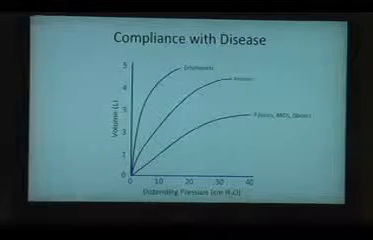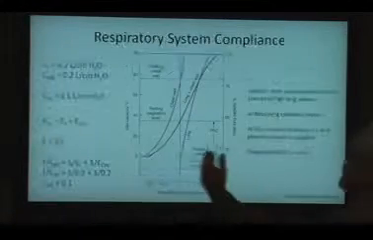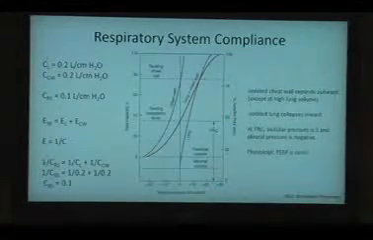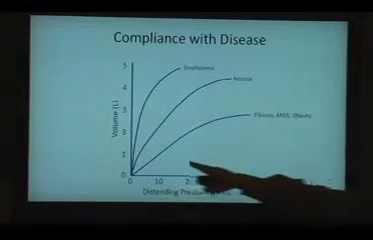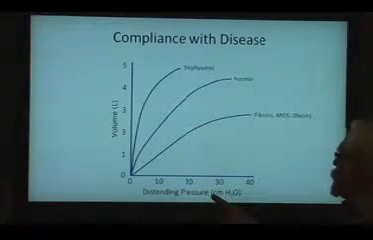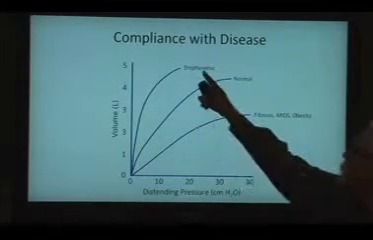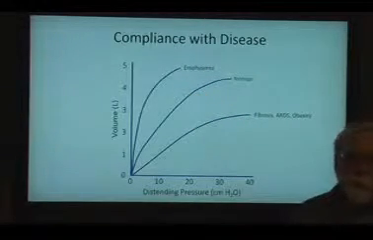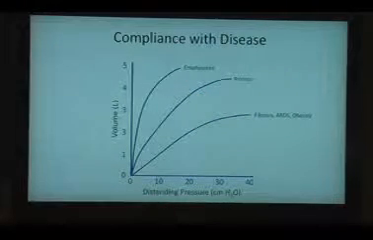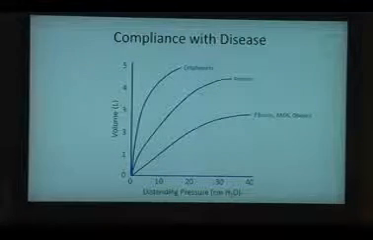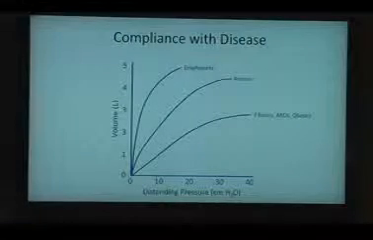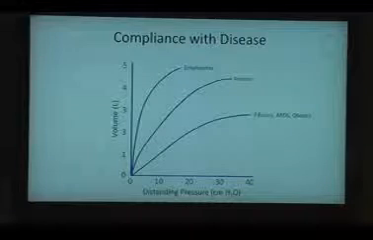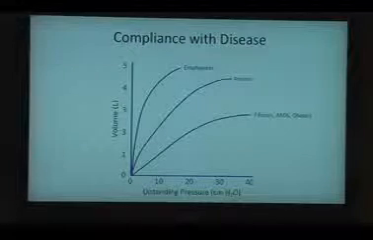Now, compliance, the shape of the curve. So the shape of this curve changes with disease. For example, if this is the normal volume-pressure relationship, with emphysema the curve shifts to the left. The reason is that with emphysema there is destruction of lung parenchyma, destruction of alveoli, so there's loss of the normal inward elasticity of the lungs.